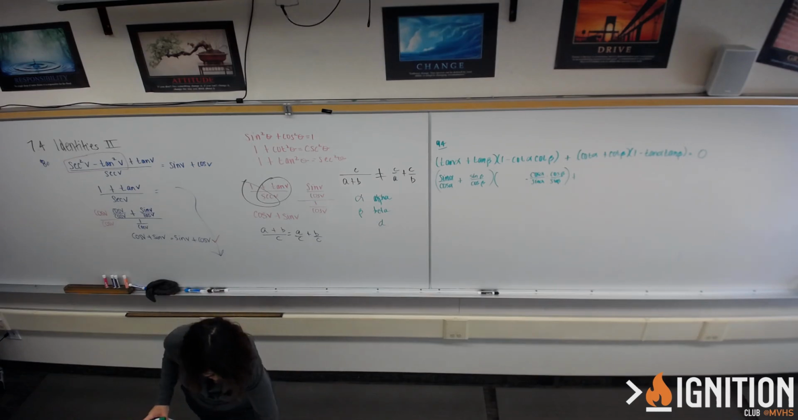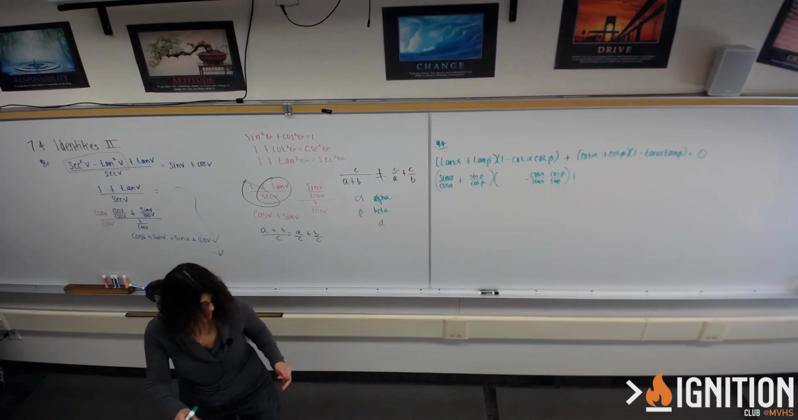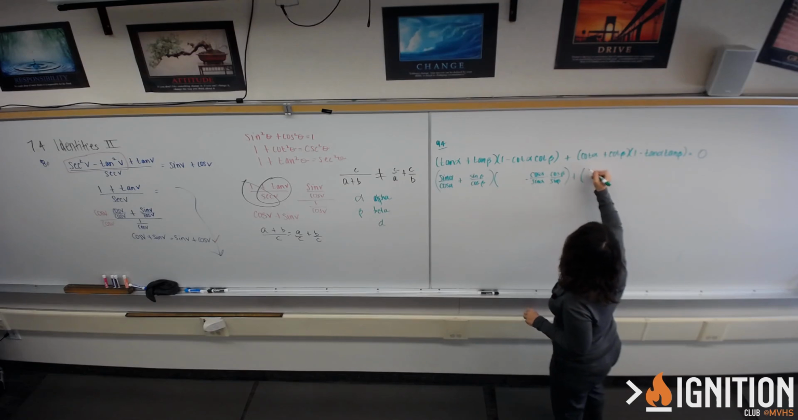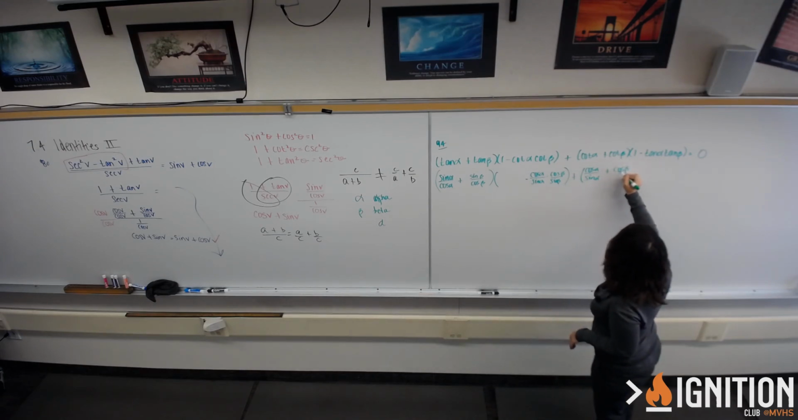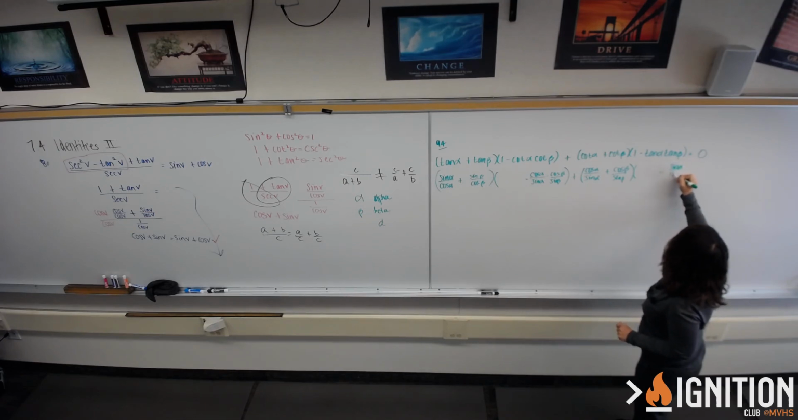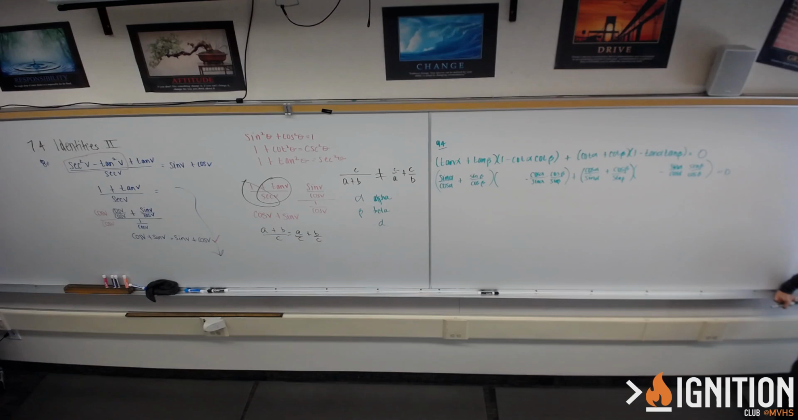Write it all out. What number is this? 94. So you get cotangent: cosine over sine plus cosine over sine. I'm going to write the equal 0. We can handle writing equal 0. I left space. I don't know what to do with the 1.